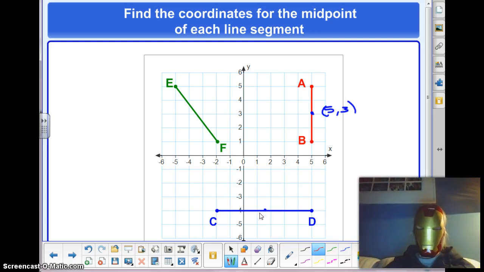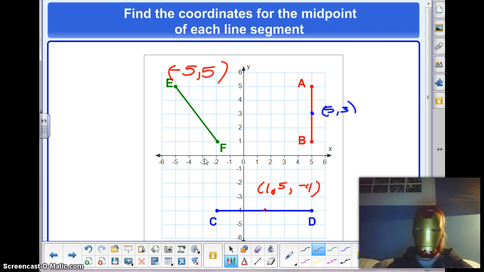So here, it's easy to find the midpoint. It's right here. And that would be when x is 1.5 and y is -4. However, when you have something difficult like this, you can't really pick out the halfway point. You could sort of estimate but not know it for sure. So when we have a situation like this, we've got to find our two coordinates. So E is at coordinate -5, 5, and F is at coordinate -2, 1.